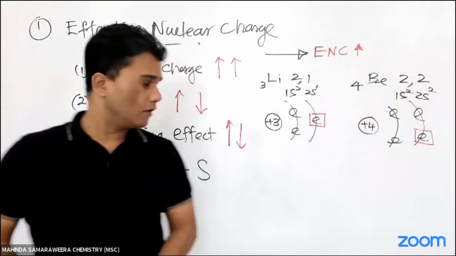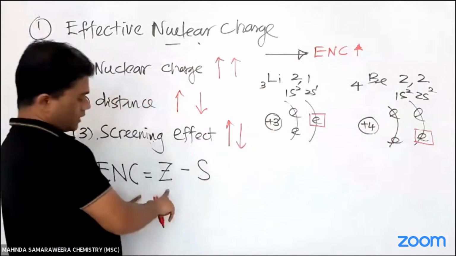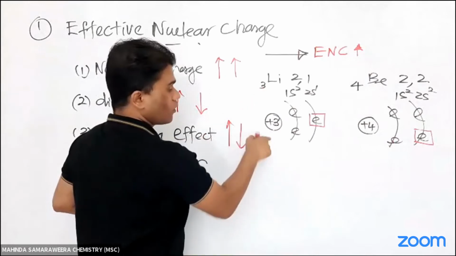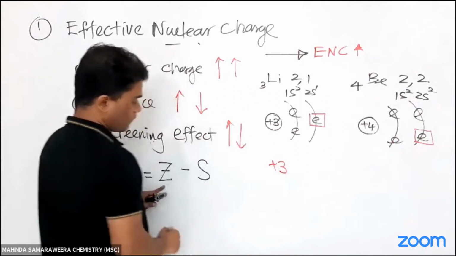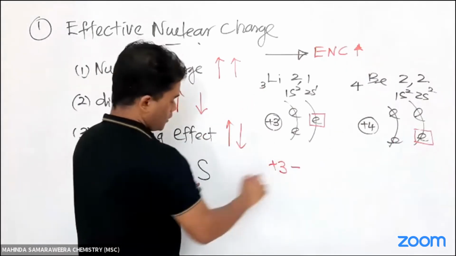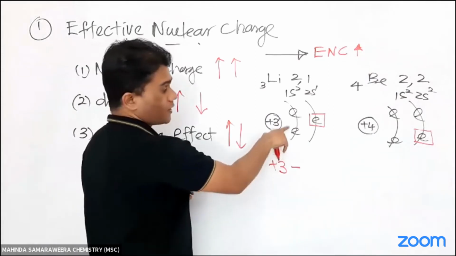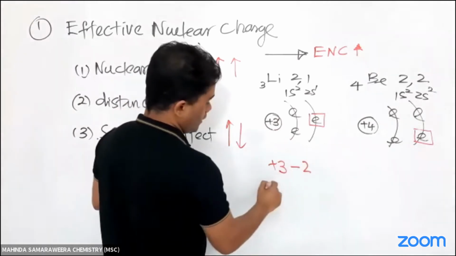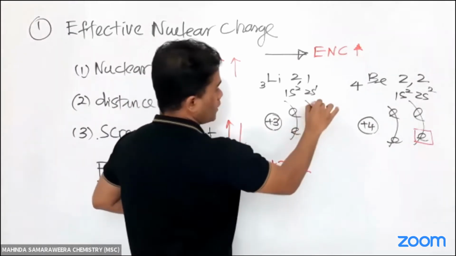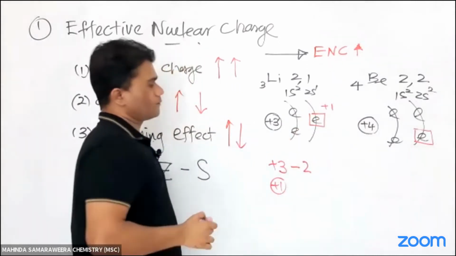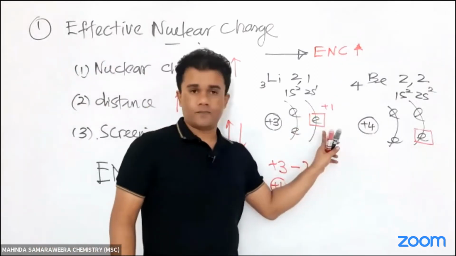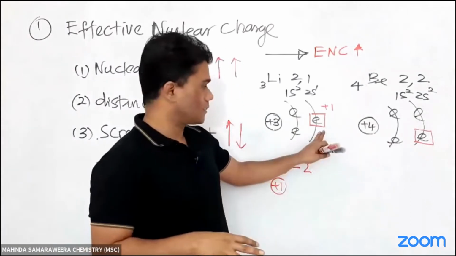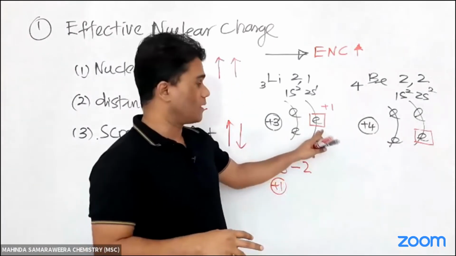Right? When you apply this one to lithium, what do we get? Z, I told you, is the nuclear attraction. There are 3 protons in the nucleus, so nuclear attraction will be +3. Minus the screening effect. Screening effect is all because of these 2 electrons, inner energy level electrons only. Then lithium has +1 effective nuclear charge. So this electron has +1 effective nuclear charge.